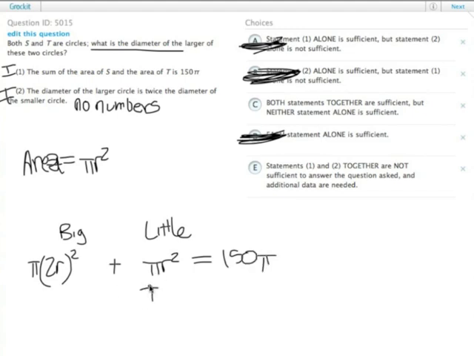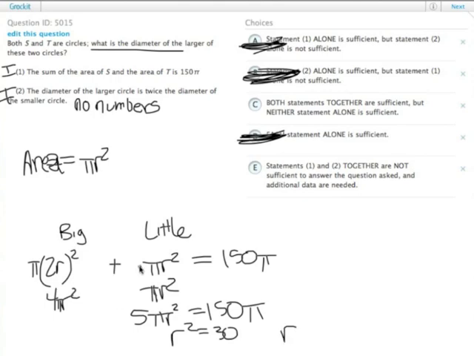So pi r squared stays pi r squared. This one, r squared, is still in the picture. 2 squared becomes 4, and then I guess we can put the pi in the middle there. So we have 4 pi r squared plus pi r squared equals 150 pi, for 5 pi r squared equals 150 pi. We can take a pi out and a 5 out, so r squared equals 30, and r, and this is the radius of the little circle, equals the square root of 30.